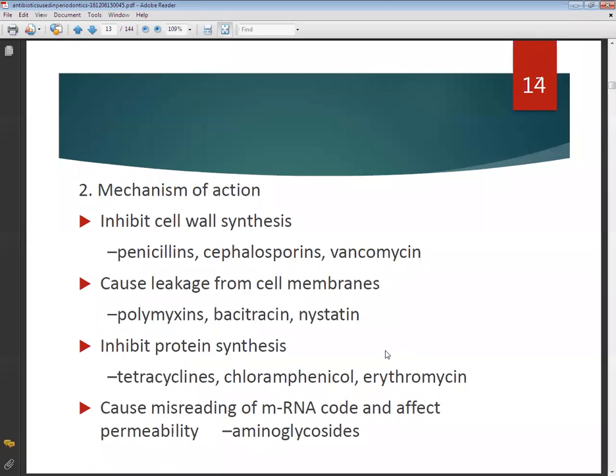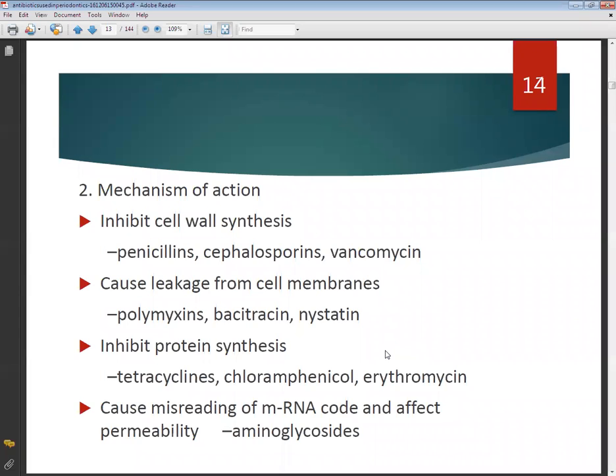The second group of classification is based on your mechanism of action. Some drugs have their effect on cell wall synthesis, some have effect on your DNA, some have effect on your mRNA sequence. So depending on this mechanism, the drugs that inhibit cell wall synthesis usually are penicillins, cephalosporins, and vancomycin. So these are the examples of drugs that inhibit your cell wall synthesis. The second group causes leakage from your cell membrane, that are bacitracin and nystatin.